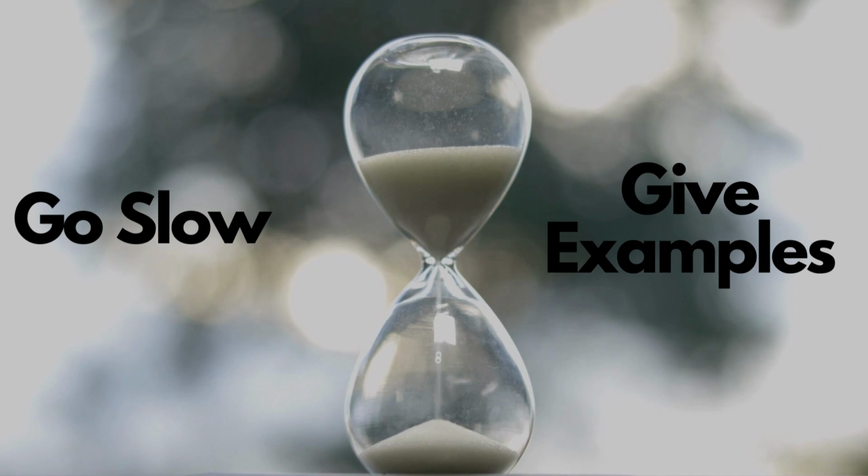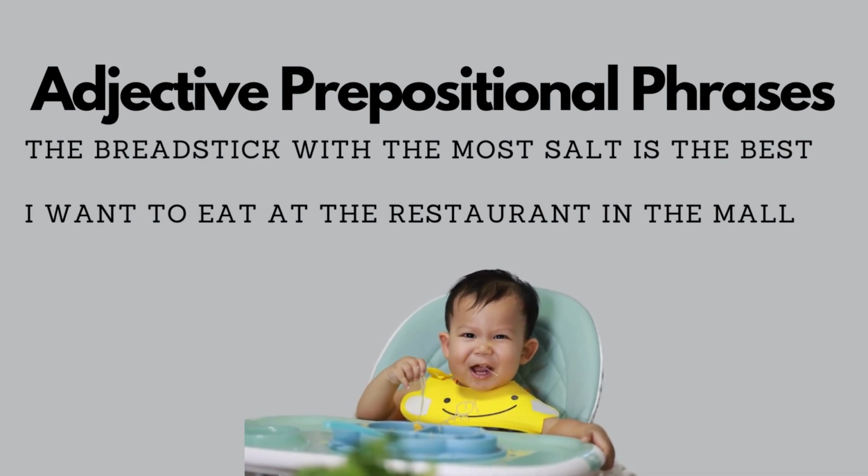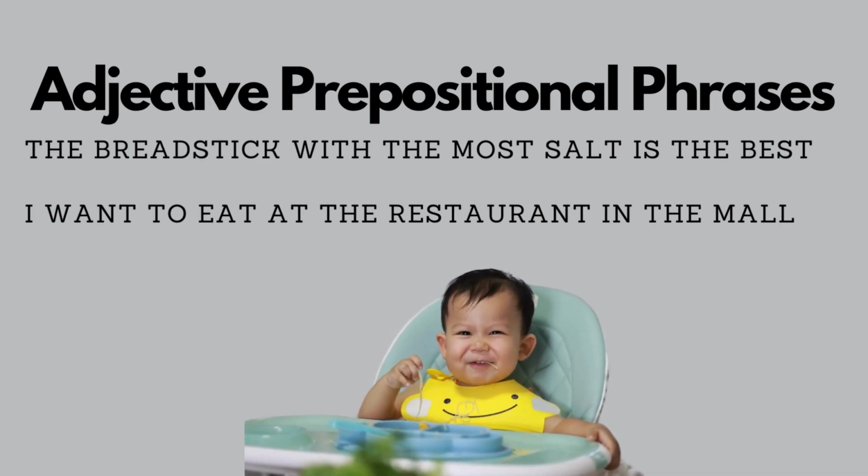Like, why would they write these sentences? When do we see these sentences in writing? When do professional writers use these sentences? So then you have the adjective prepositional phrase. The breadstick with the most salt is the best. I want to eat at the restaurant in the mall.